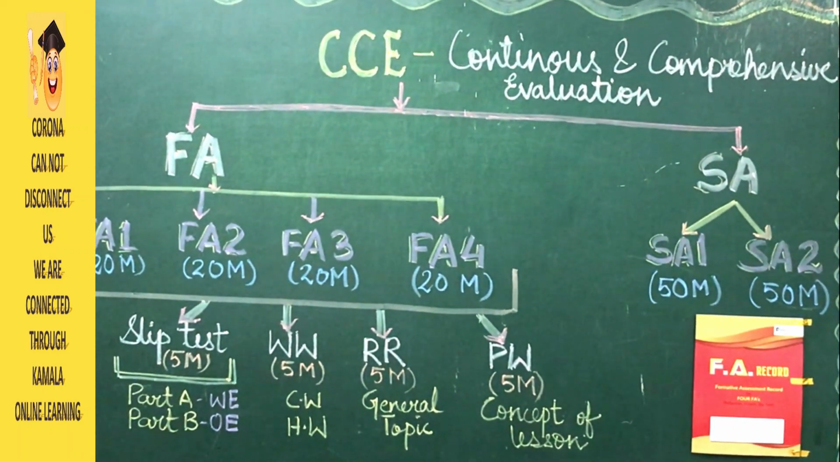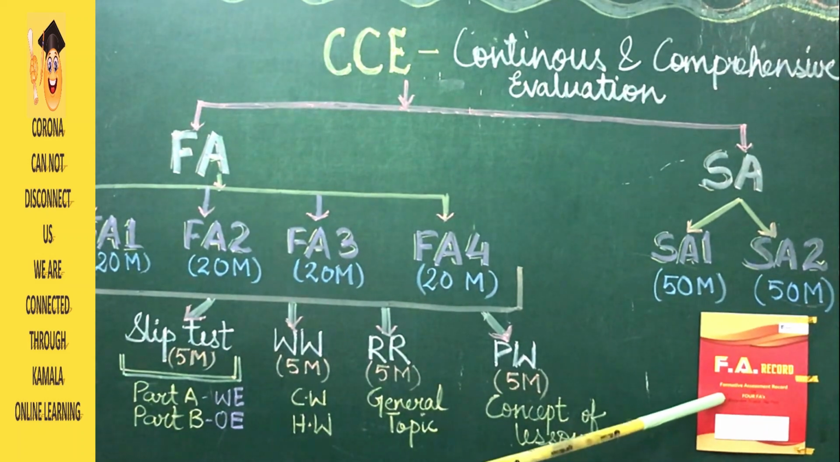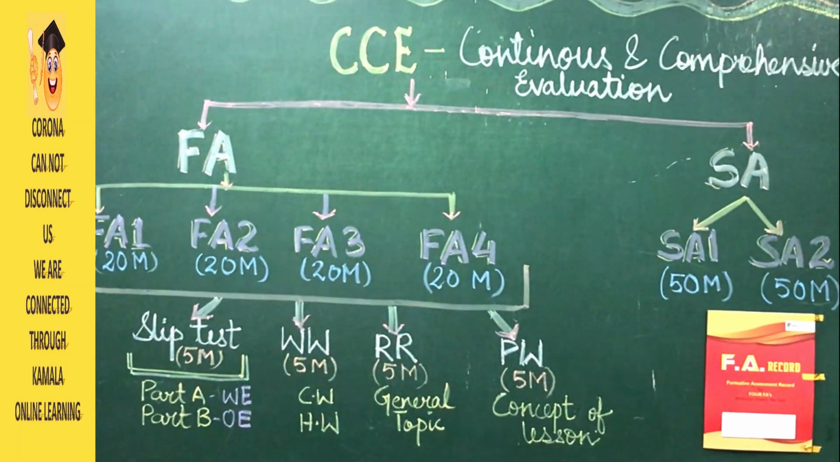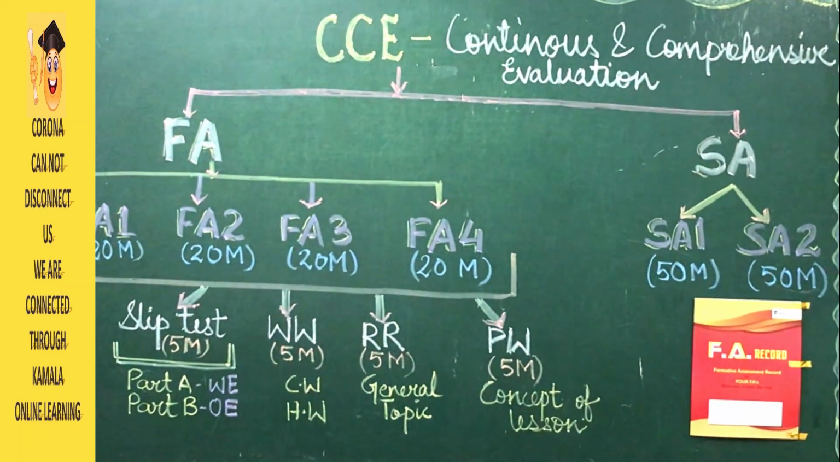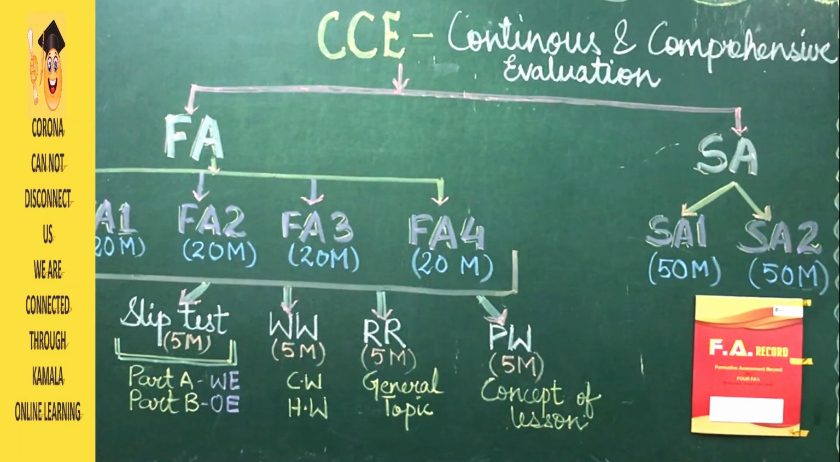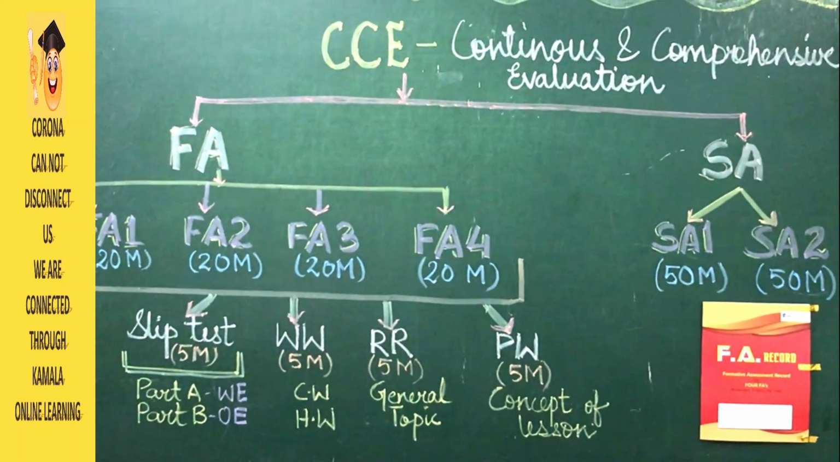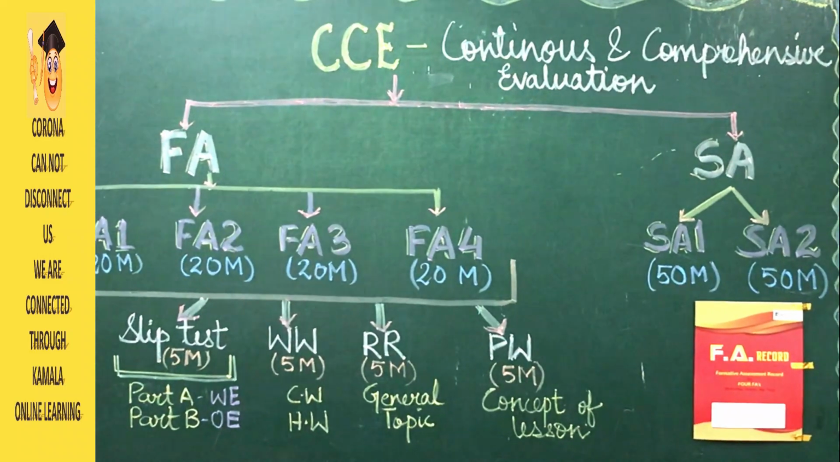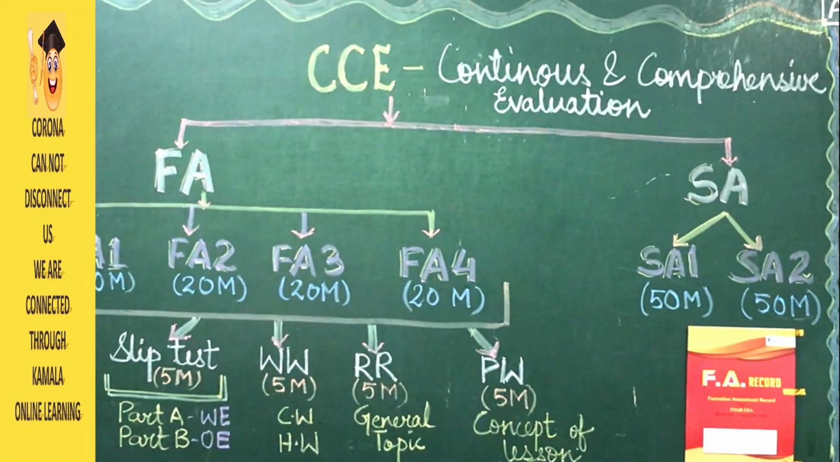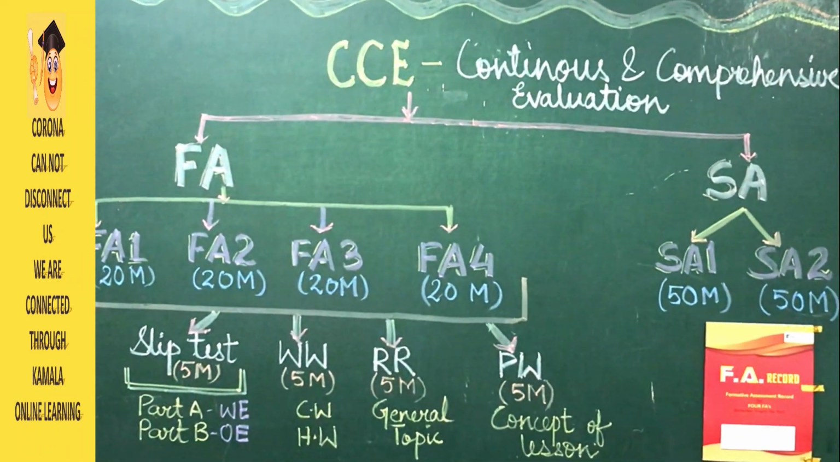You can see your record book is also shown over here on the board. That is the FA formative record book. In this book only you have to write your read and reflect as well as project work. I hope that the difference between the project work and read and reflect is clear to you children.